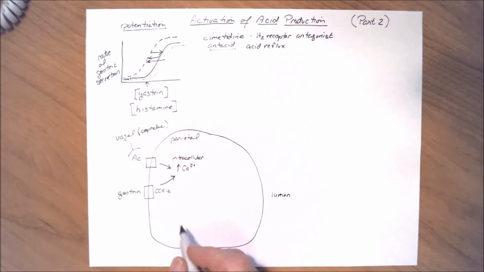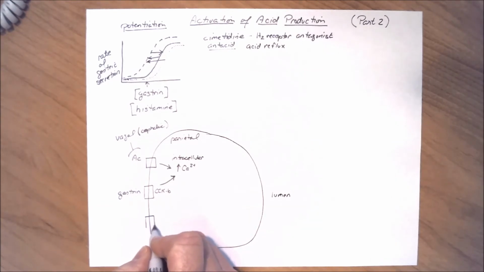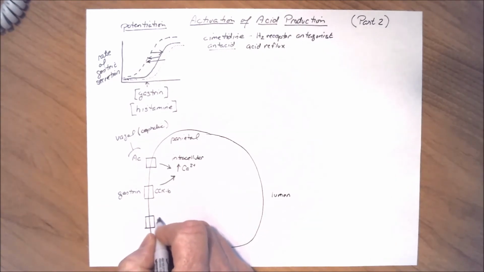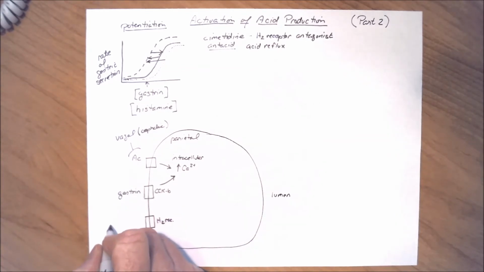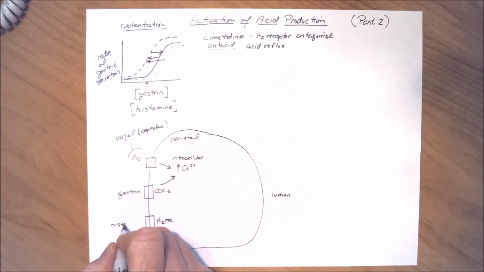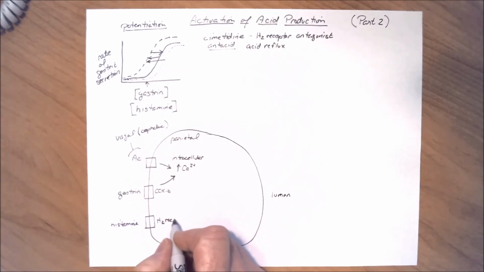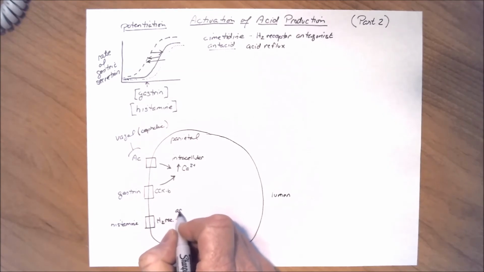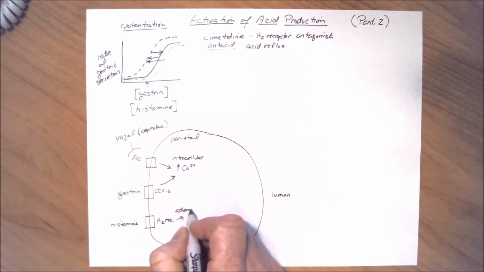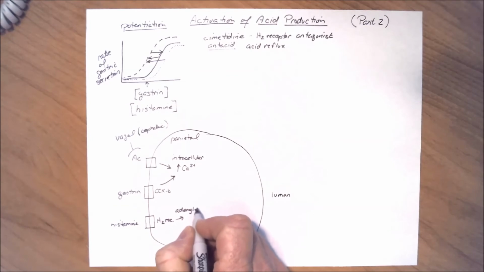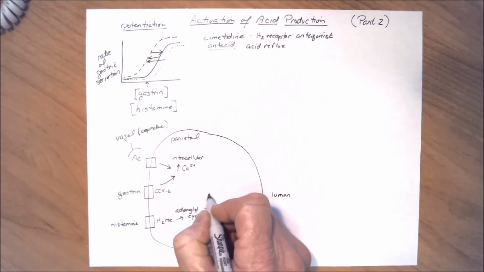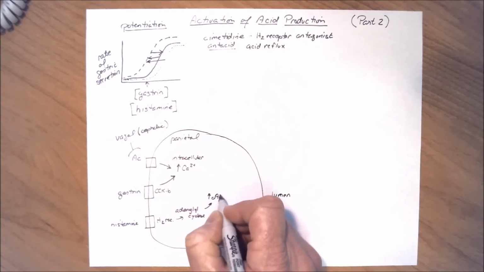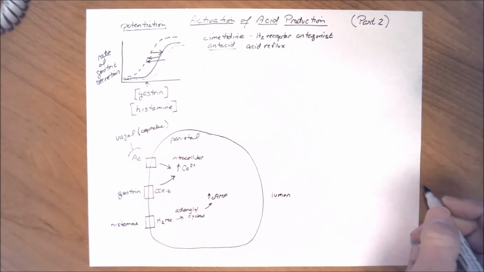This receptor also works through similar signaling properties to increase intracellular calcium levels. And the third effector we have is the H2 receptor, which is the receptor for histamine. Histamine will work through adenylyl cyclase, which will increase the cytosolic concentration of cyclic AMP.